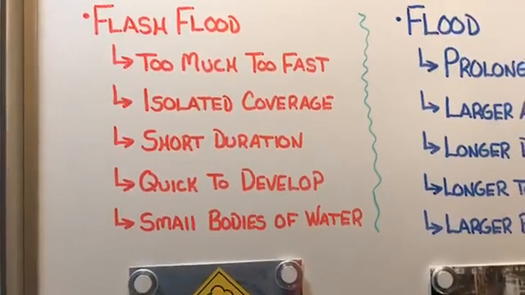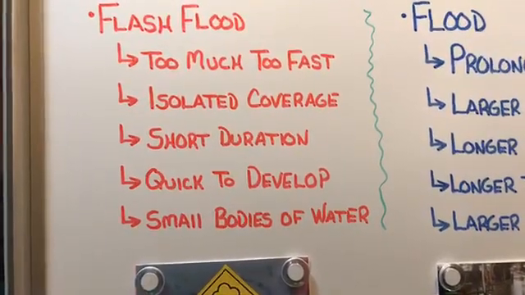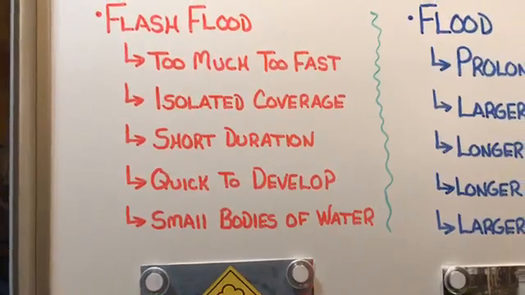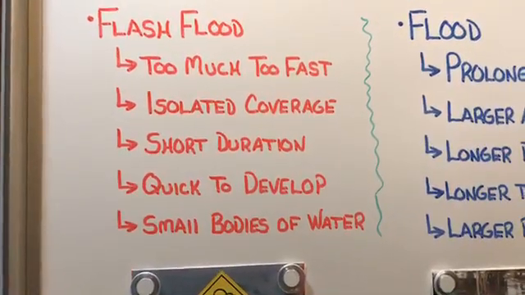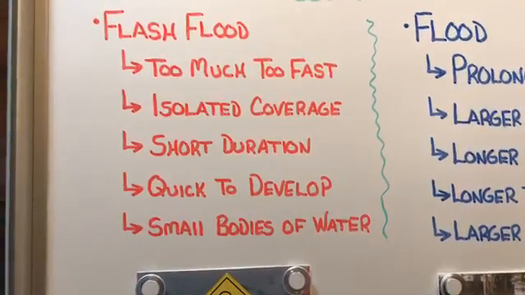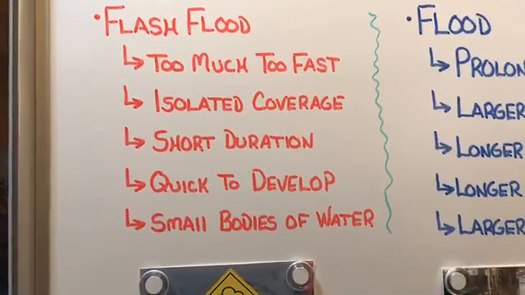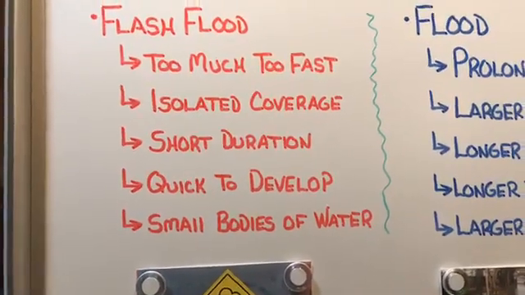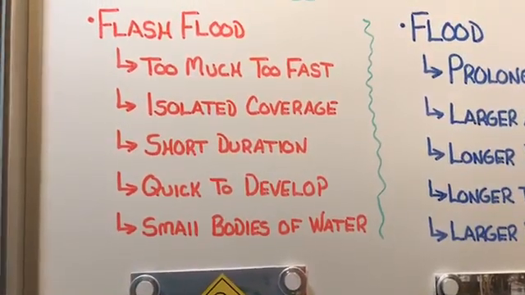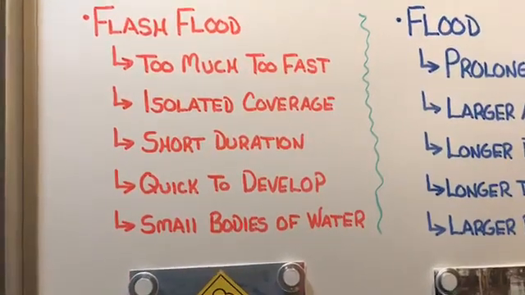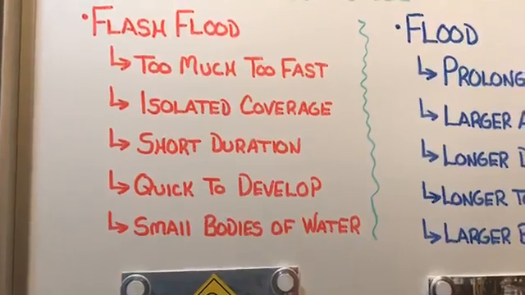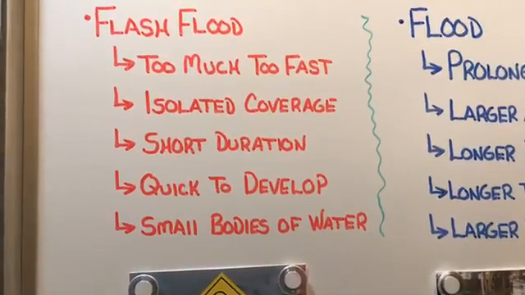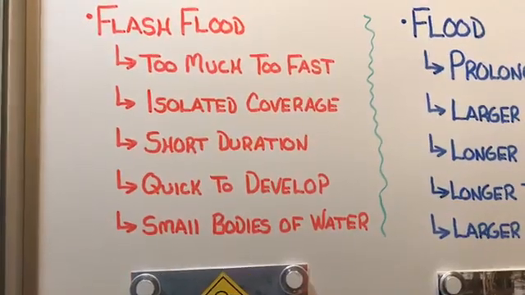As a result, storm drains cannot handle the amount of runoff that is coming at them in a short period of time. Now, flash floods are typically isolated in their coverage. They could affect maybe one or two streets, but one or two streets over, there's no flooding whatsoever. So flash floods are more isolated or localized in their coverage.